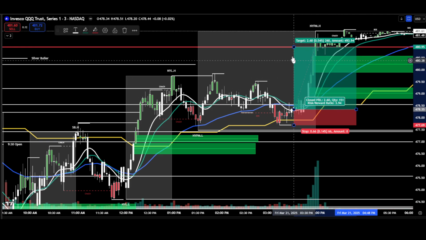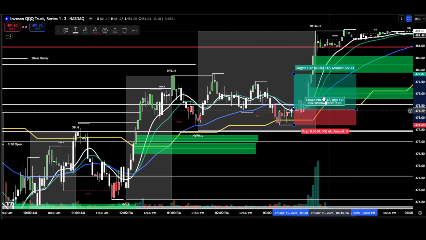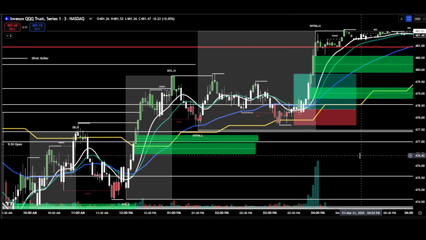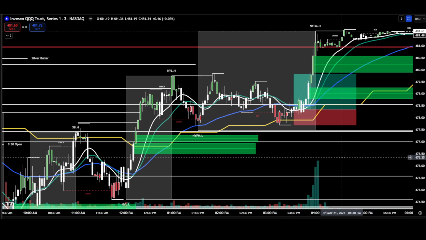Here we got a 4-to-1 that hits the daily trigger as a target. But even the minimum target at the previous high would have been a 2.23, $1.47 move on a contract that had a couple minutes left. Would have been a real big banger for sure.